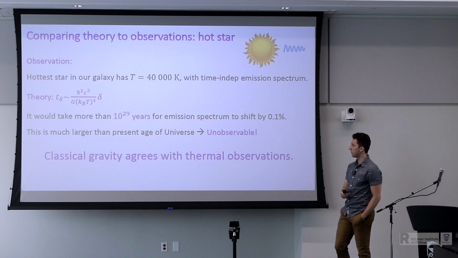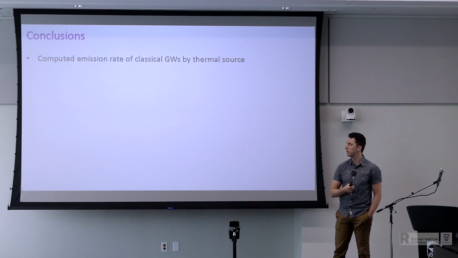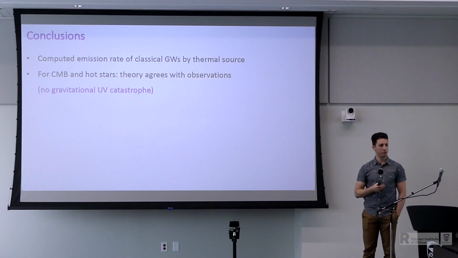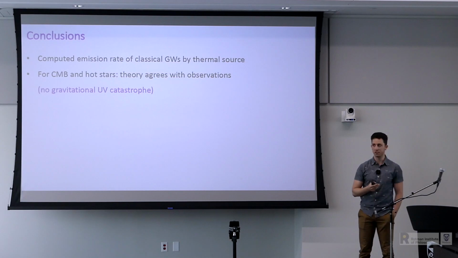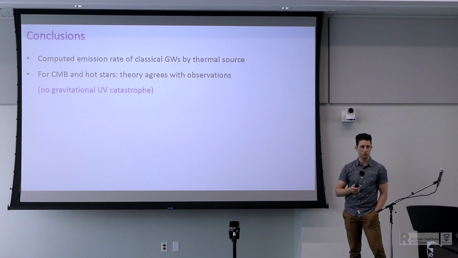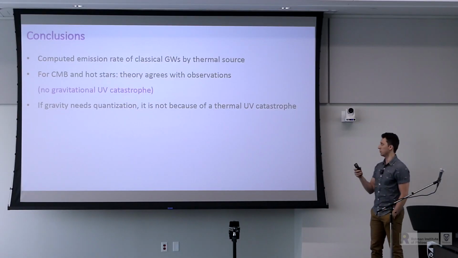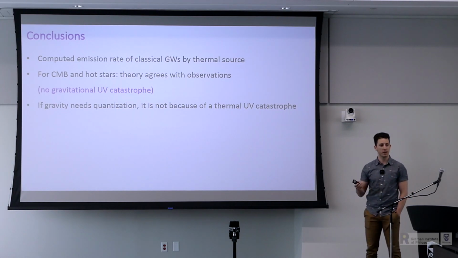Okay, and let me just conclude now. We computed the emission rate of a thermal object into classical gravitational waves. What we found is that for the cosmic microwave background and for hot stars in our galaxy, the theory completely agrees with observation. So there is no gravitational ultraviolet catastrophe. And the conclusion that you can take away from this is that if gravity does need to be quantized, it's not going to be because of the thermal ultraviolet catastrophe. This is in contrast to the quantization of electromagnetism.